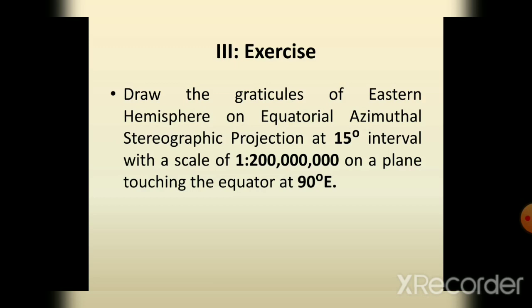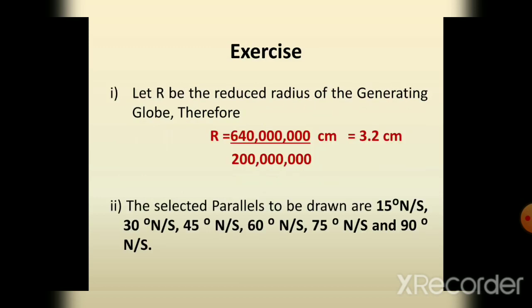And from the exercise you can see that you have to draw the map projection of eastern hemisphere. It is being mentioned already. If it was not mentioned, you have to get the idea from the central meridian, as the central meridian is 90 degree east, so definitely it would be the eastern hemisphere only. So first we have to find out the reduced radius of the generating globe. Now it will be the radius of the earth divided by the denominator of RF, which is 640 million centimeter, divided by 200 million, that means 3.2 centimeter.